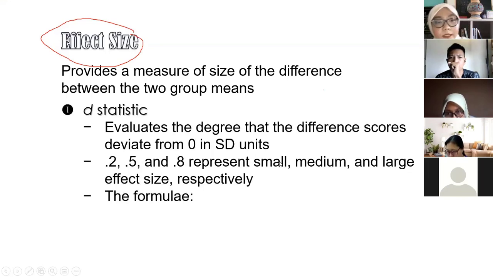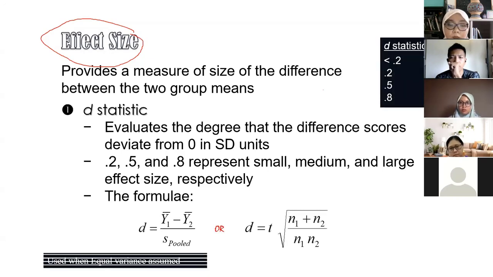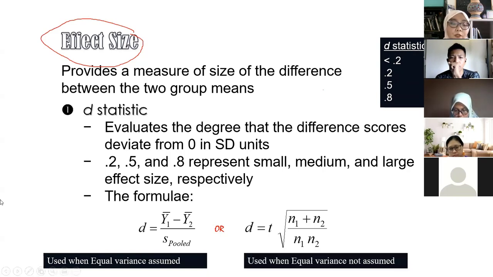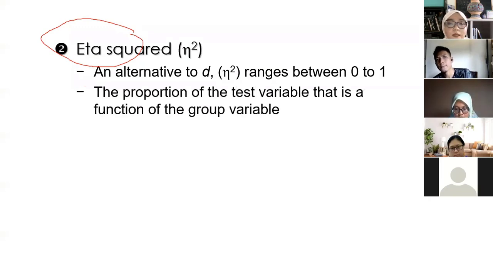Next one. So this statistic evaluates the degree that the difference score deviates from zero in standard deviation units. So we use 0.2, 0.5 and 0.8 to represent small, medium and large effect size. Okay, and then the formula. The first one we use when equal variance is assumed, and the second equation we use when equal variance is not assumed.